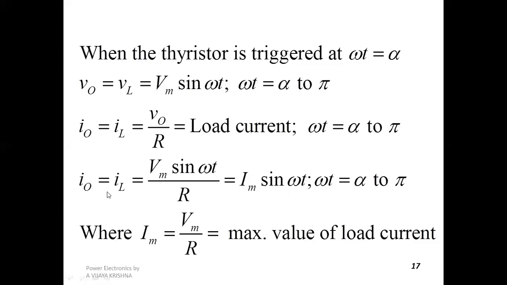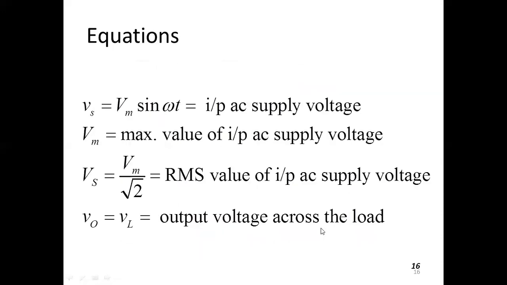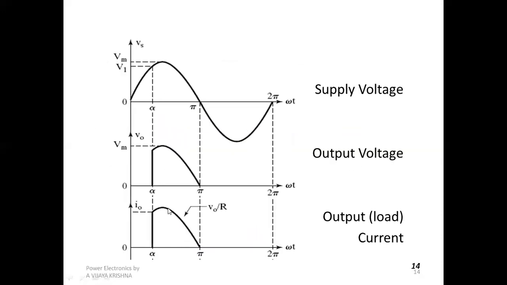Next, I naught is equal to IL, which is V naught by R. We substitute V naught equal to Vm sin omega t, so I naught is Vm sin omega t by R, which equals Im sin omega t, where Vm by R is nothing but Im, the maximum value of the load current, over the interval alpha to pi. Wherever the Vm is obtained, that is also called the Im value.